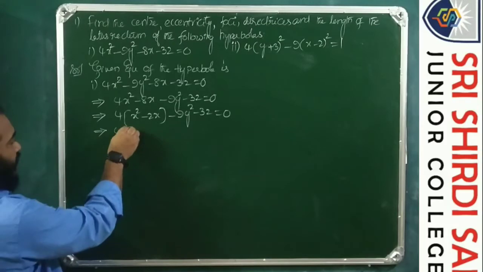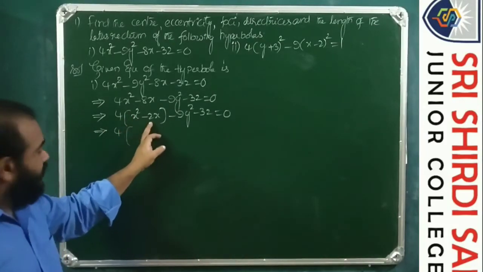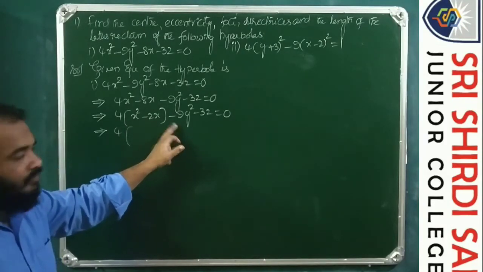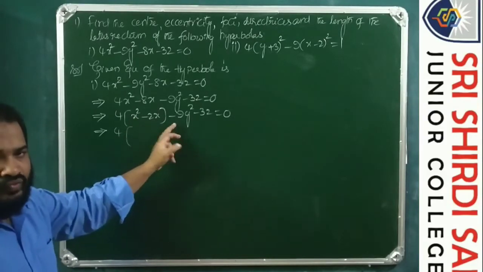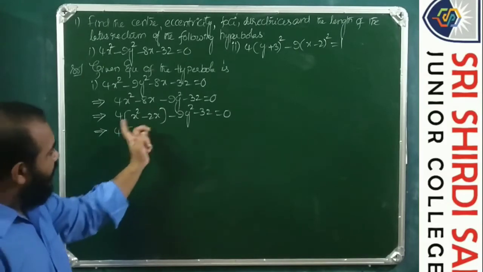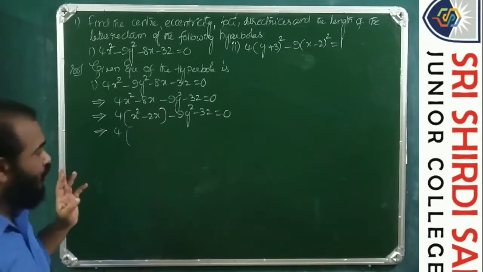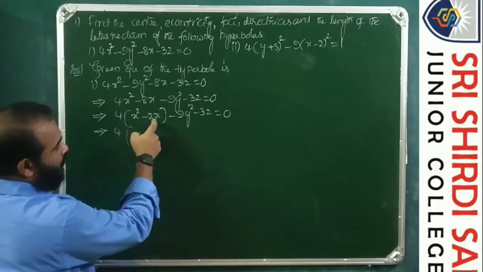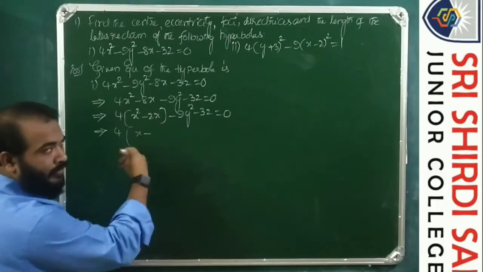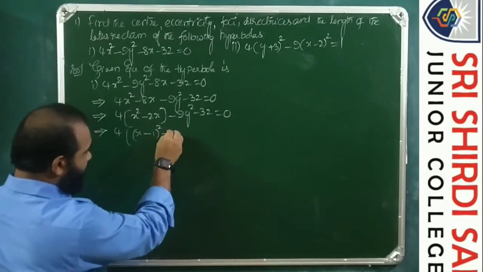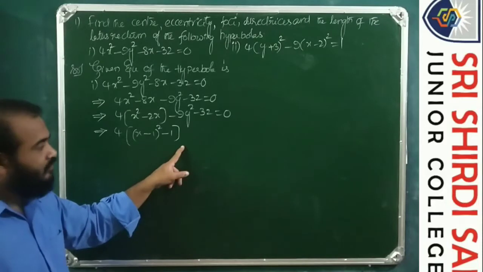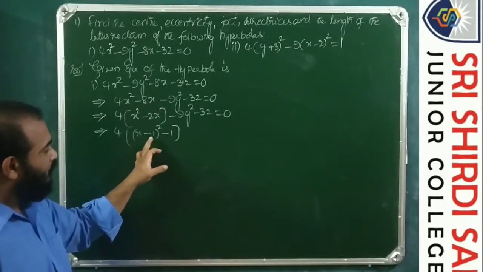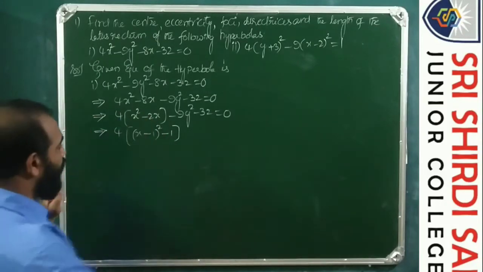This implies 4 into x square minus 2x. That means a square minus 2ab term is there. If I add and subtract b square, then a square minus 2ab plus b square will become a minus b whole square, and minus b square will be left over. So that's what we are going to do here. So x minus half of the coefficient of x, which is 2, 2 by 2 is 1. So x minus 1 whole square minus 1. This is equal to the same, because x square minus 2x plus 1 minus 1 gets cancelled.